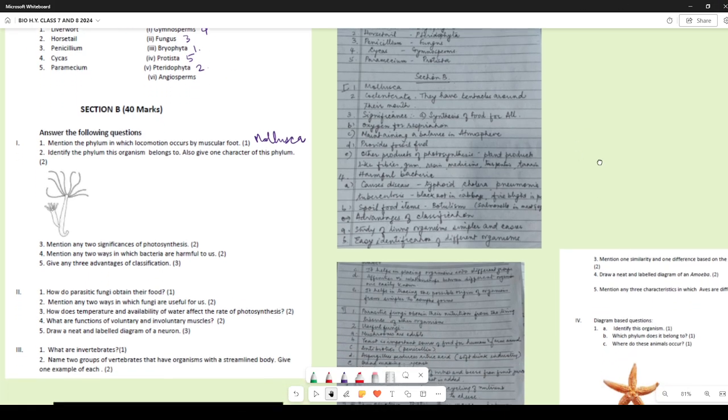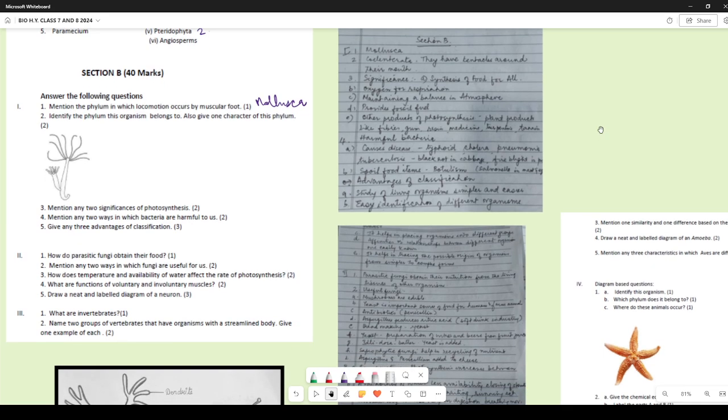Identify. Let me just shift it a little bit over here. Identify the phylum this organism belongs to. Also give one character of this phylum. This organism belongs to Coelenterata, also called as Cnidaria.